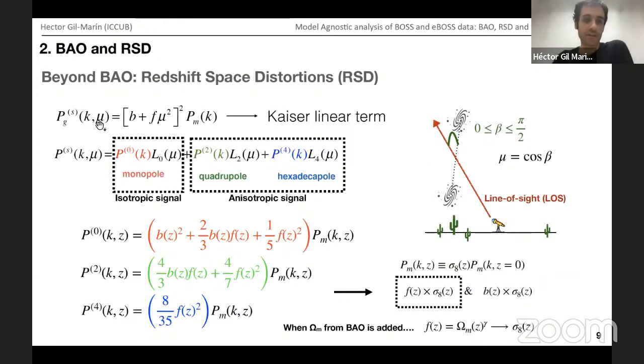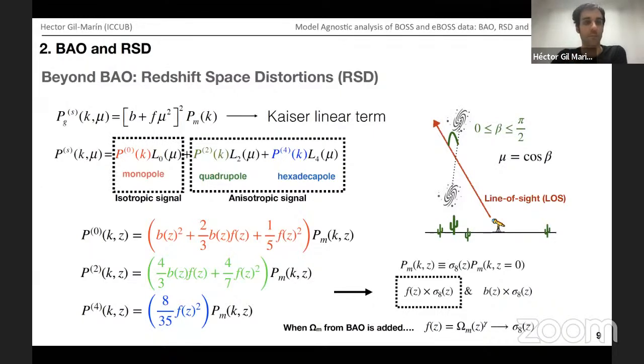In order to capture this anisotropic feature, we can think of the power spectrum in terms not only of the scale but also of the angle between the line of sight of our observation and the vector of the galaxy pair. This angle is usually called beta, and the cosine of beta is called mu, usually referred to as the line of sight.